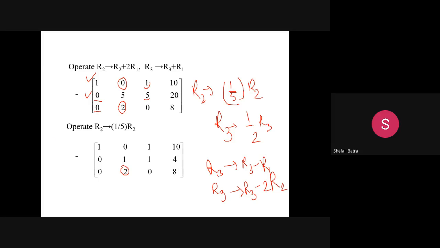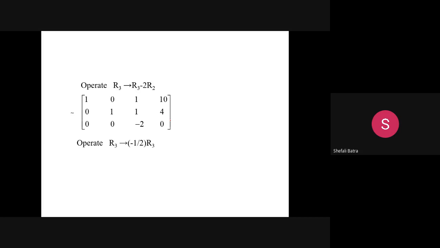So we are at this step, we need to make this entry 0. So for making this, we are applying R3 implies R3 minus 2 times of R2. So after this operation, you will be at this step, right? So now you can multiply this minus 1 by 2. It's hardly matter. You can either apply that operation first or later, no issues.